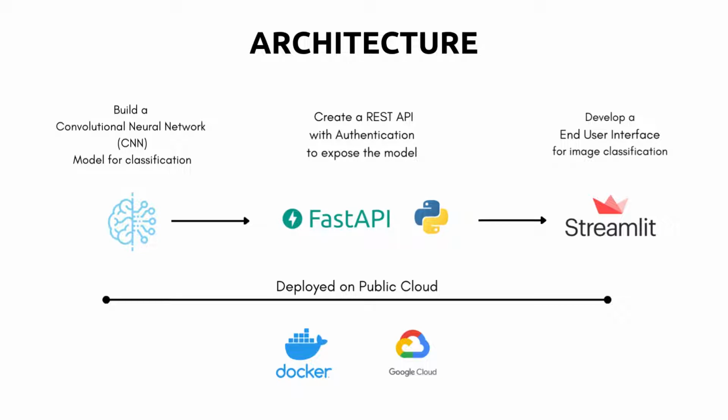Infrastructure is deployed on Google Cloud. Cloud Run hosts the API and application as a Docker container. We'll now look at a demo.